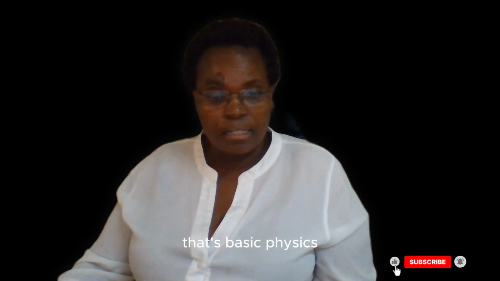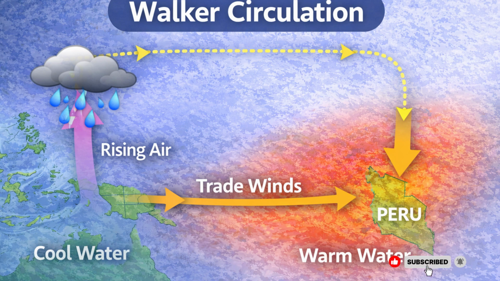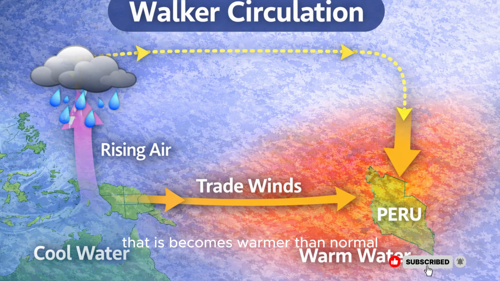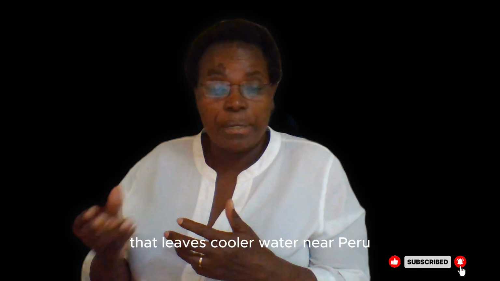That's basic physics. Now, El Nino happens when a huge area of the Pacific Ocean near South America becomes warmer than normal. Normally, strong winds push water towards countries like Indonesia. That leaves cooler water near Peru.